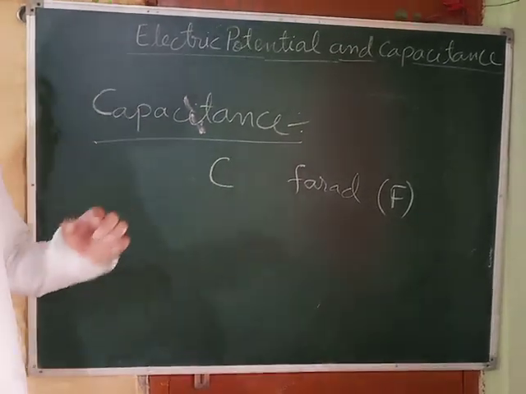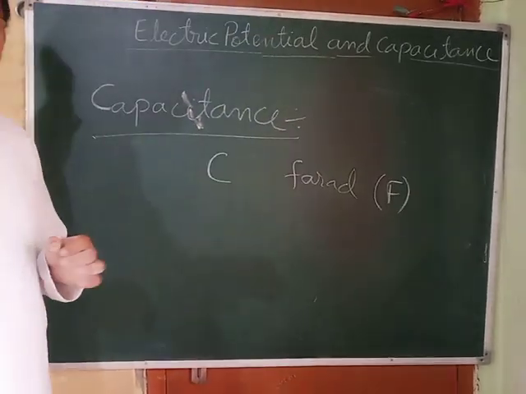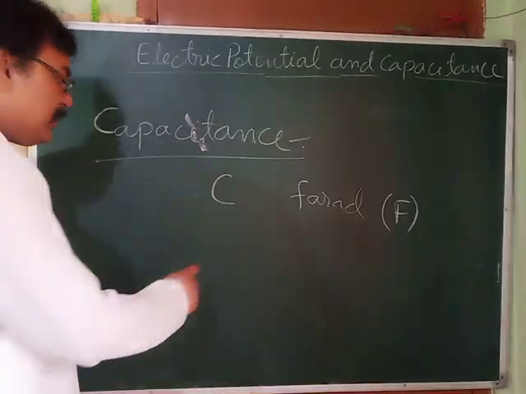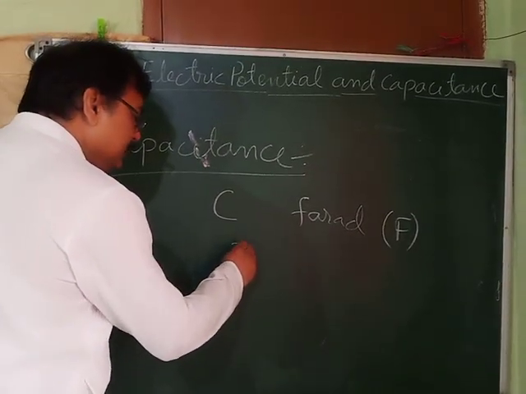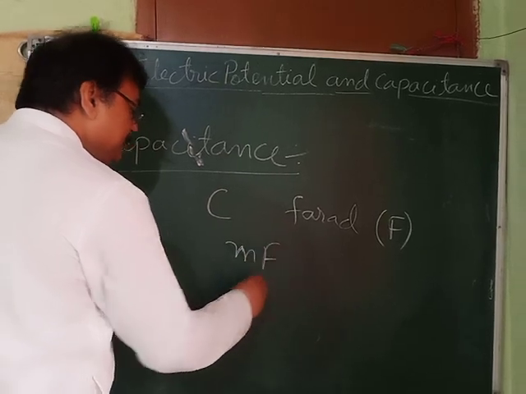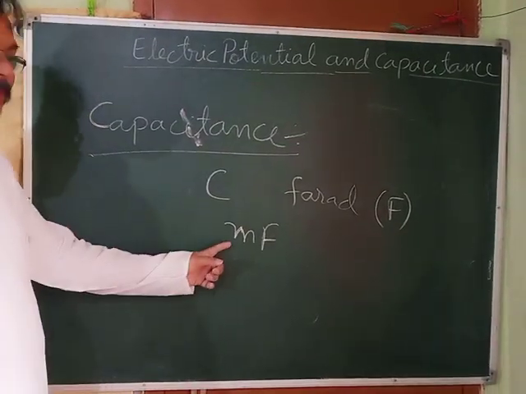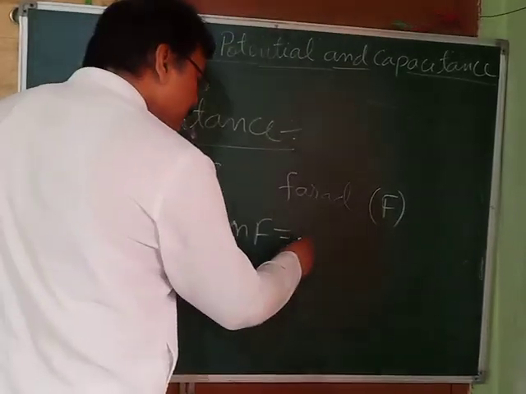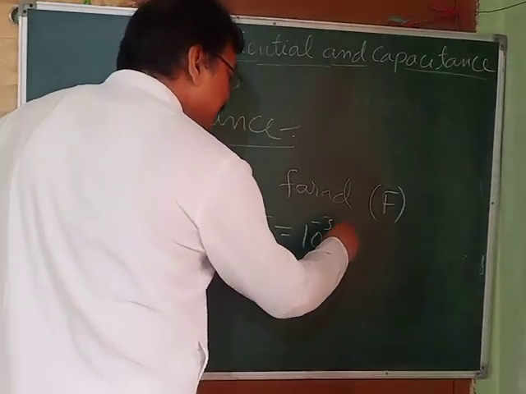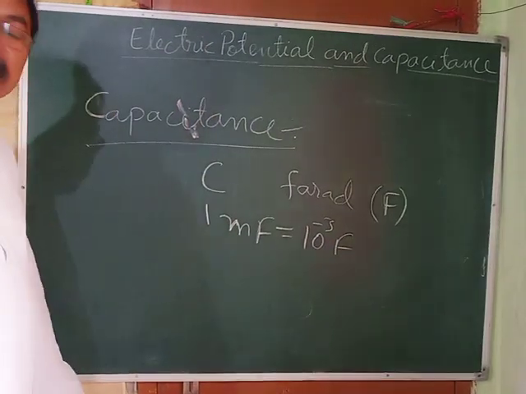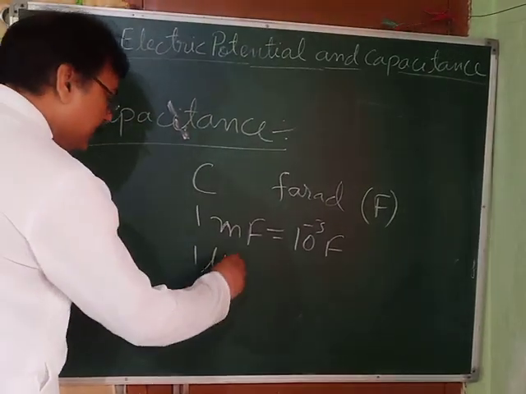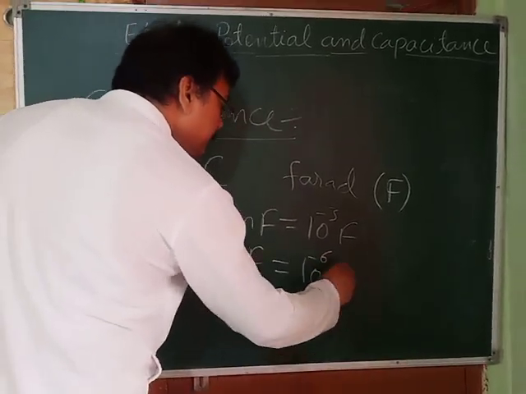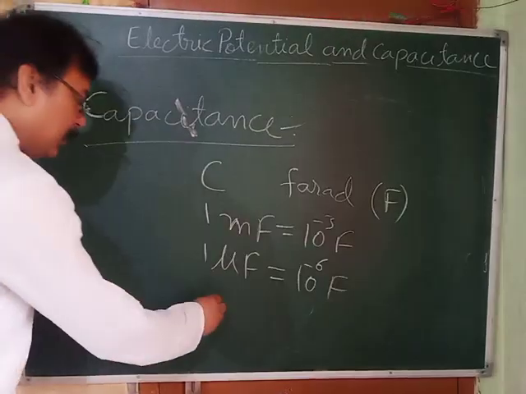Actually this farad is a larger unit, so basically we will always require smaller units. M for milli, F for farad: millifarad. So 1 millifarad is how many farad? 10 to the power minus 3. And 1 microfarad is how much? 10 to the power minus 6 farad.